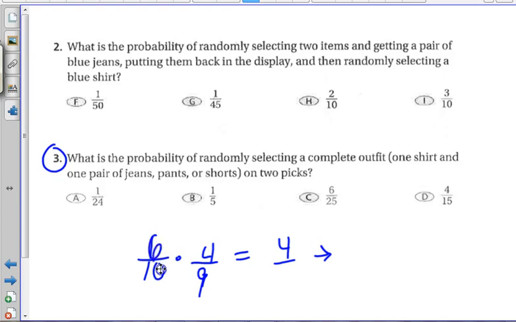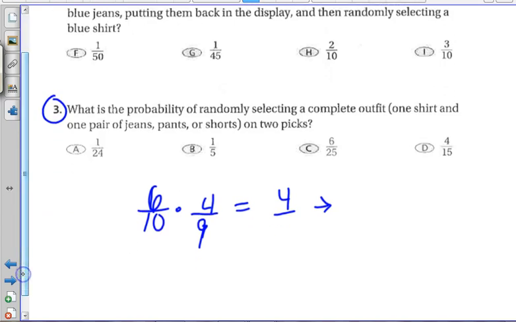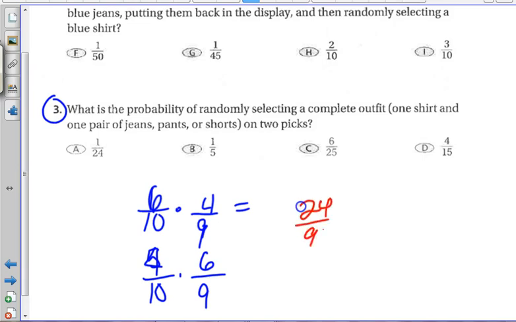So this was 6 out of 10 and 4 out of 9. Or you could have said, I'm going to pick the shirt first, which would have been 4 out of 10. And then I'm going to pick pants, which is now 6 out of 9, which is why it doesn't matter. Thank you. It's a good thing someone's got my brain today because it's not me. 24 out of 90 reduces to what, guys? Okay.